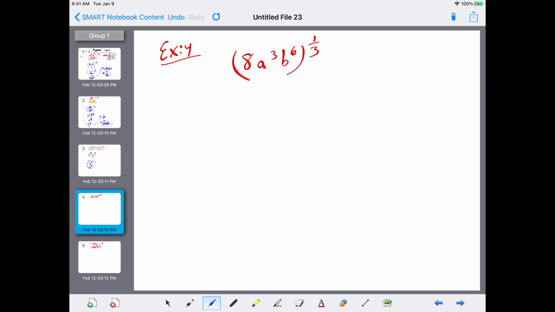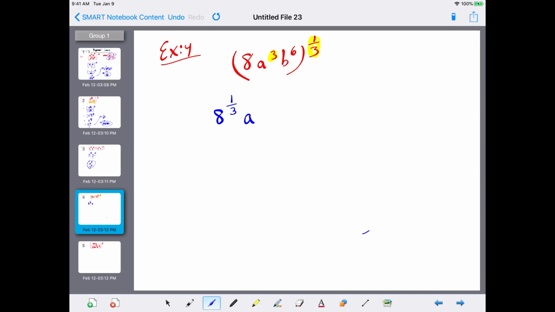All right, example number 4. We have 8a cubed b to the 6 all to the exponent of 1/3. So again, this is a power of a product. We need to apply that 1/3 to each of the terms inside the brackets, including the coefficient. So we have 8 to the 1/3 multiplied by a. Then we have power of a power. We have to multiply the exponent of 3 by the 1/3. So 3 times 1/3 is equal to just 1.